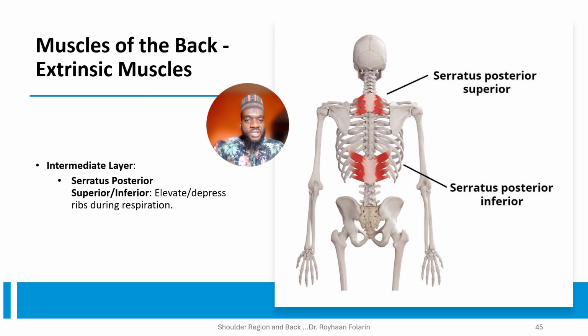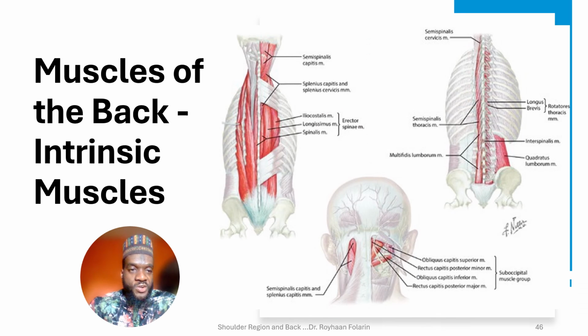As for the intermediate muscles, these are majorly the serratus posterior superior, which you have here, and then the serratus posterior inferior. Then the intrinsic muscles are quite more interesting. You have them all around here. So you have the semispinalis. You can see them along the neck region, you have them at the back, and you have them just at the base of the head as well.